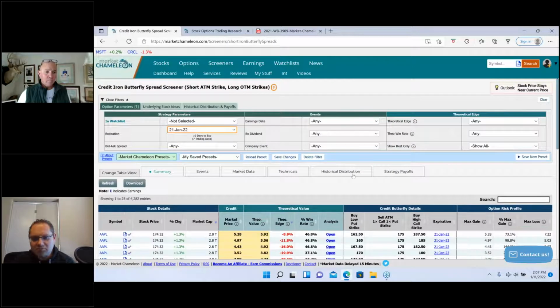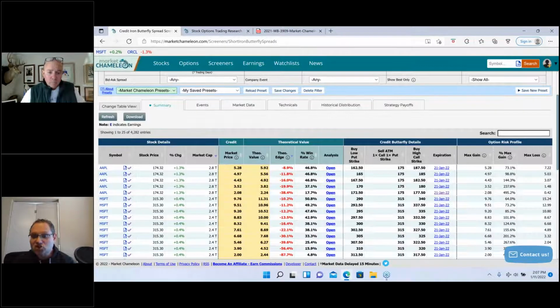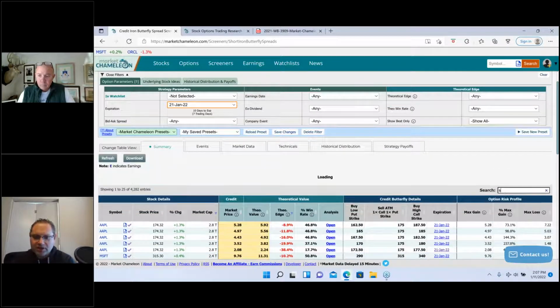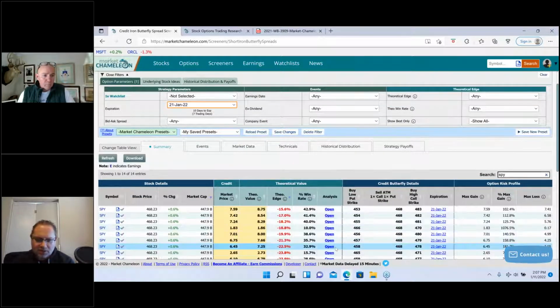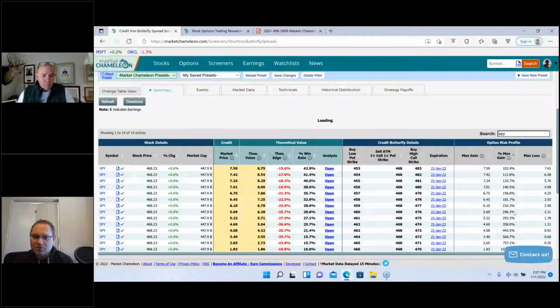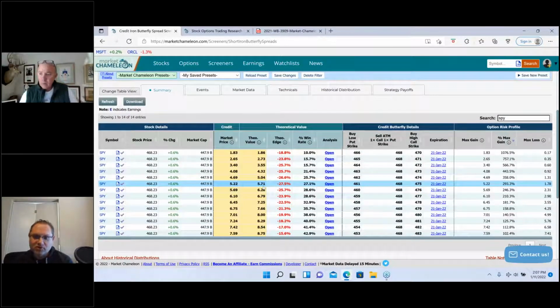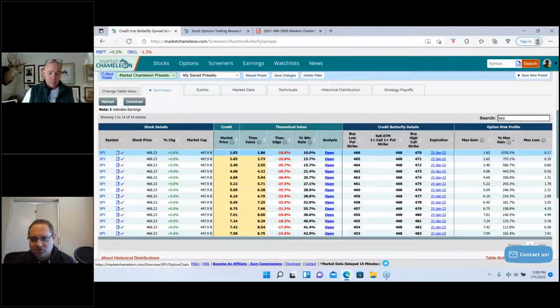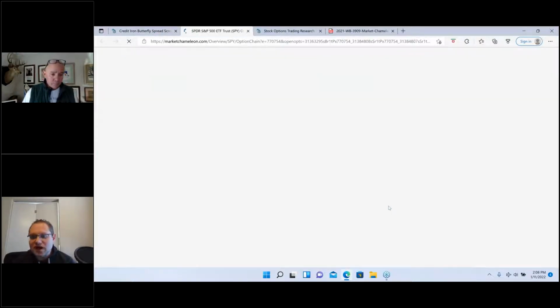Here is a screener for iron butterflies. Let's start out with SPY and pick one out here. I'm going to come back to this screener, but first let's set an iron butterfly up so we have a visual of what they look like. I'm going to pick this first one. We're going to go to January 21st, and this takes us to the options chain.